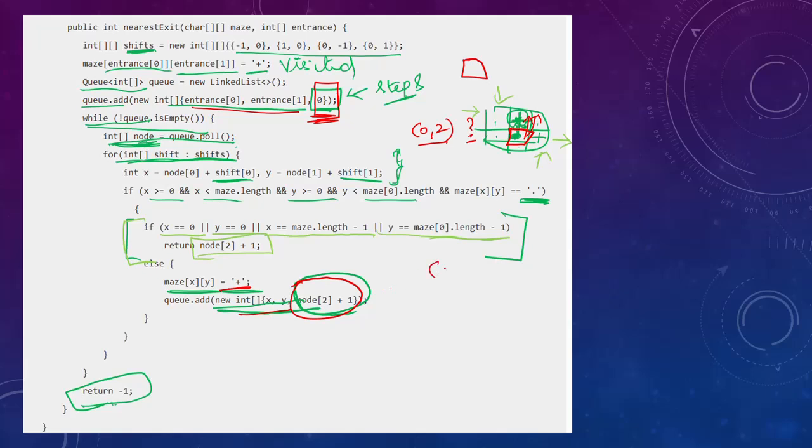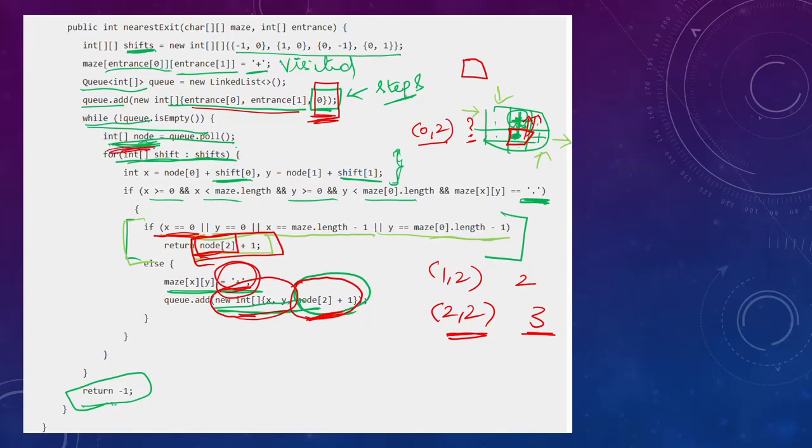Suppose for coordinate 1 comma 2, I have already traveled 2 steps, it will add that coordinate's neighbor and add 3. For example, 2 comma 2 and then 3. So at 2 comma 2, I will have taken 3 steps. That's what it denotes. And then each time we keep on adding and updating our maze's path and then calculating the node. At some point it will reach the border. At that particular point I'm simply returning node plus 2. The node plus 2 is nothing but the third value in our array which is pulled from our queue. So plus 1 is the extra step you have taken at that particular exit, and then you're returning.